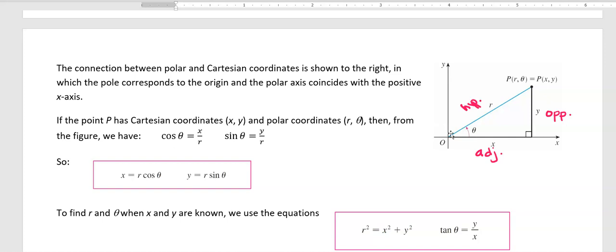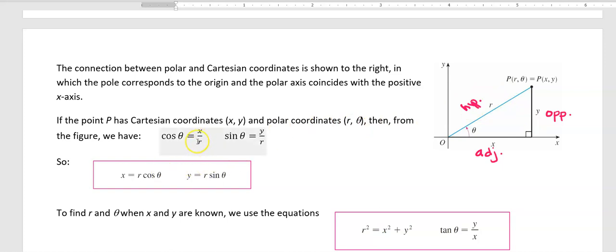So using some of that right triangle trig that we know, if we have some point P and we want to connect them using Cartesian and polar, the idea is to use that right triangle trig. So cosine is adjacent over hypotenuse, so we would have x over r. So the cosine of theta would be x over r, and the sine of theta would be our opposite over our hypotenuse, so y over r.